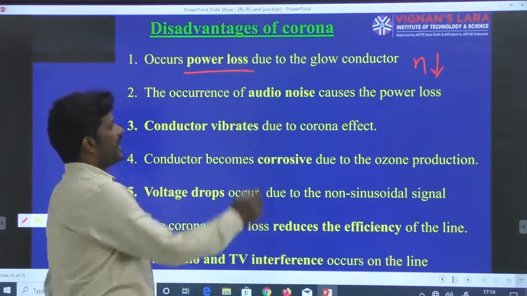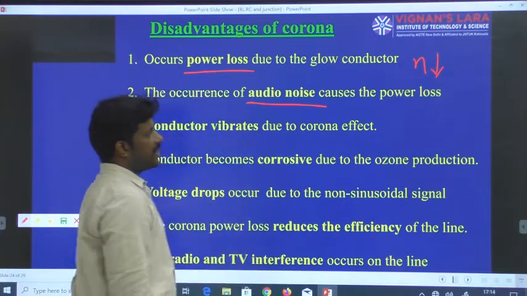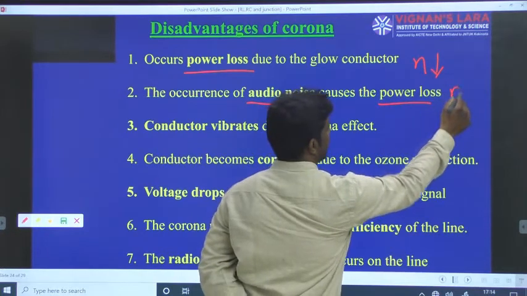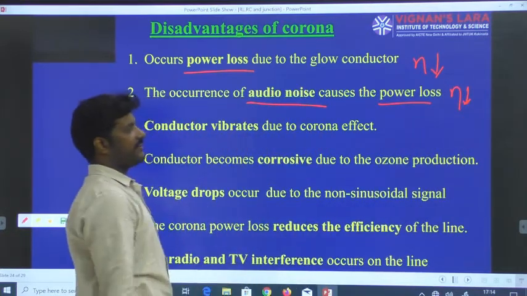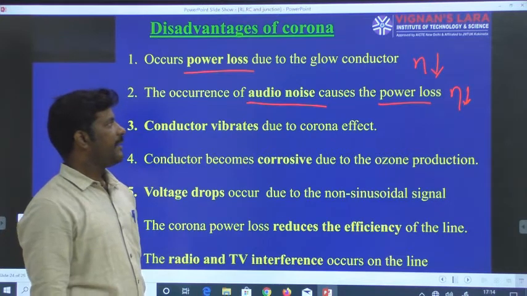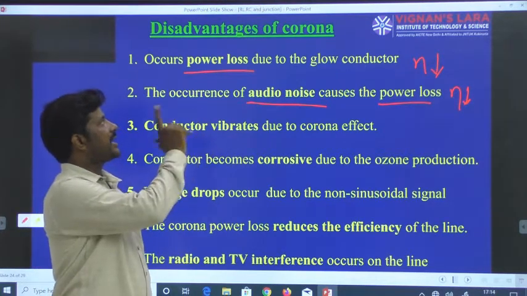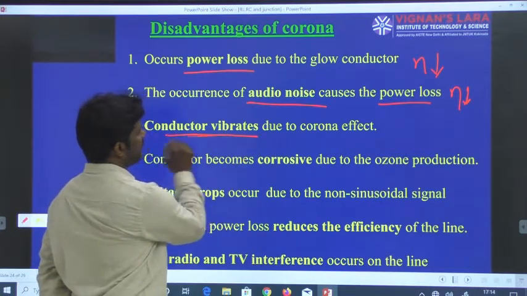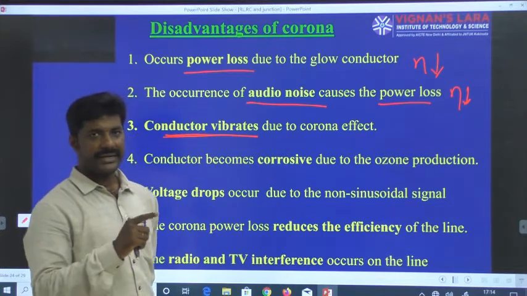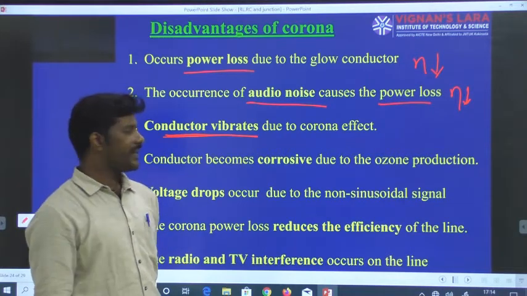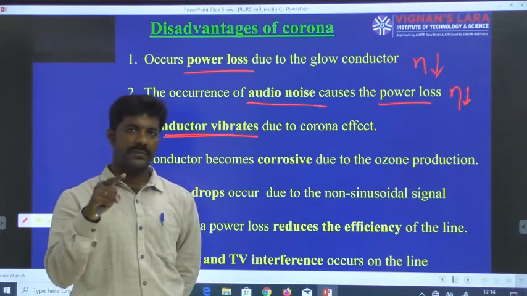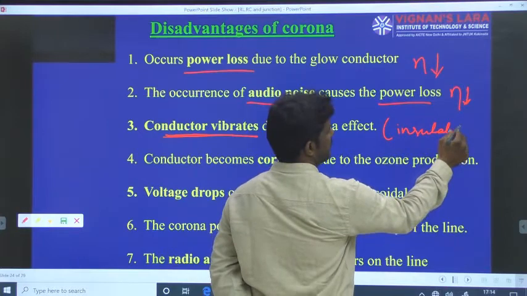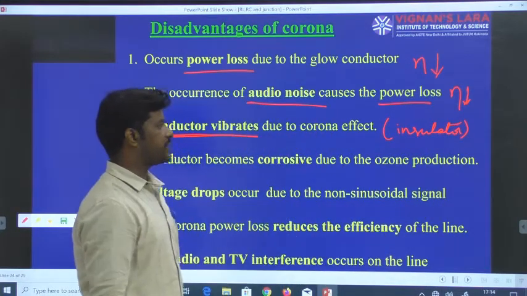And the second one, we know that the noise appears around the conductor, which further leads to power loss, thereby again the transmitting efficiency gets decreased. And next, because of the audio noise and also the visual glow appearance, immediately the conductor is subjected to vibrations, so that the conductor will vibrate its position. Whenever the conductor vibrates, the weight of the conductor increases, which will directly affect the insulator. So there may be a chance of failure of that insulator.